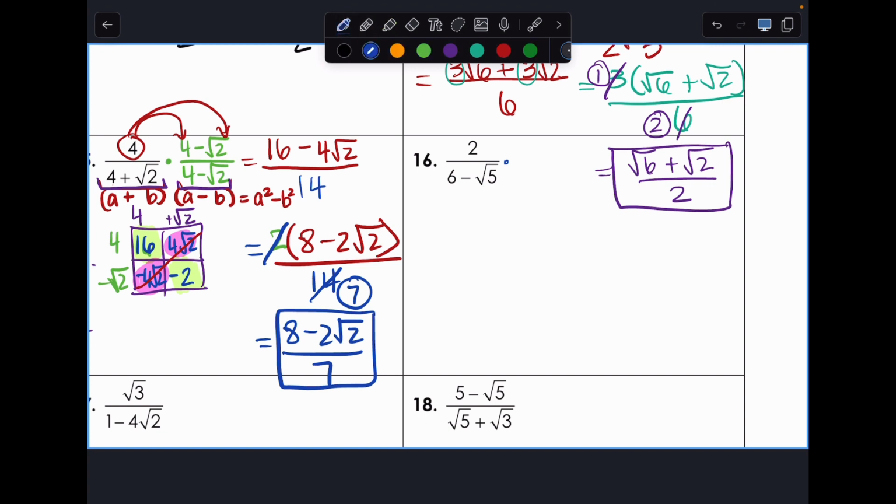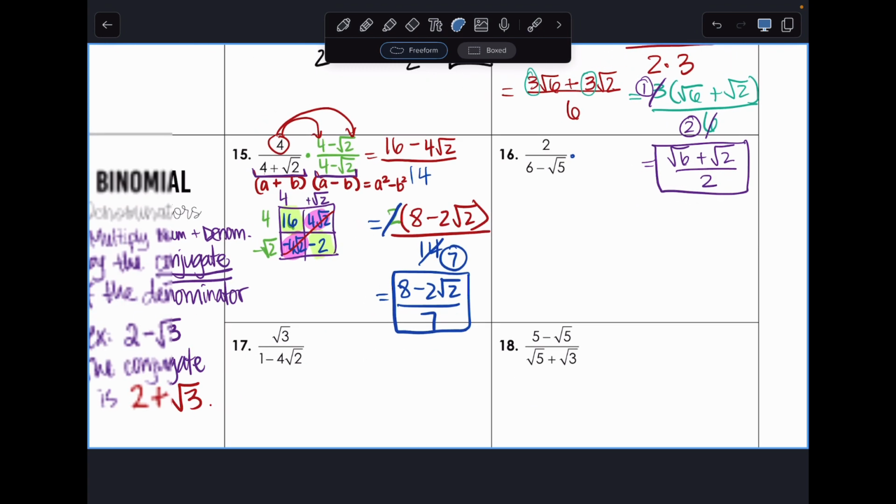All right. So what should I multiply 16 with? What's the conjugate of 6 minus rad 5? What do we do? What's the conjugate of 6 minus rad 5? Yep. What do we do?